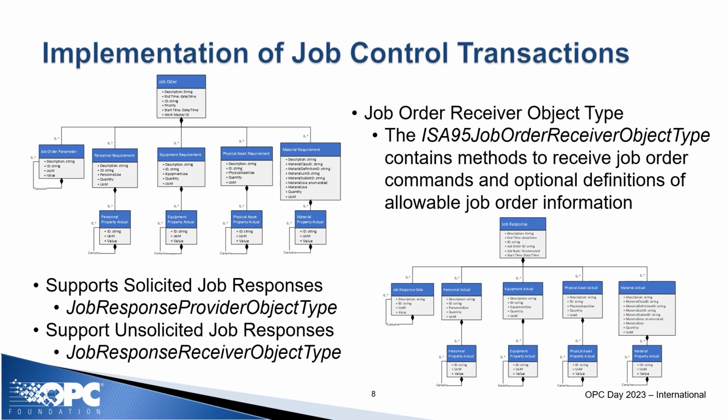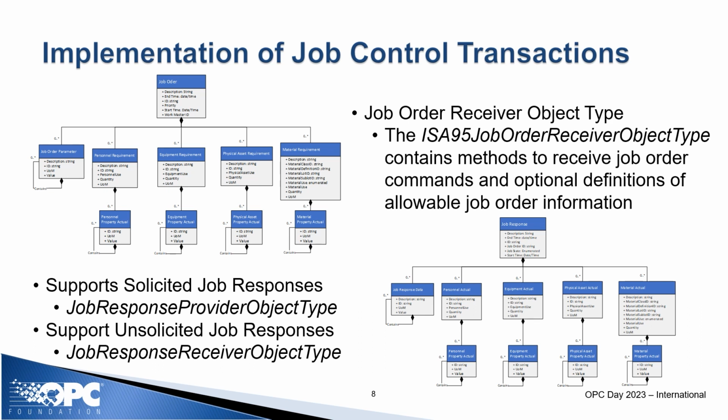It contains methods that receive job order commands. So basically, this would be an OPC UA server sitting in the machine that has a job order receiver object type, and it contains methods that a client would call that say, here is a job I want you to store, or here's a job I want you to start. And then here are the definitions associated with it. So that's what we have to send a job control down. I'll show you the object model here in a second, the OPC UA model.